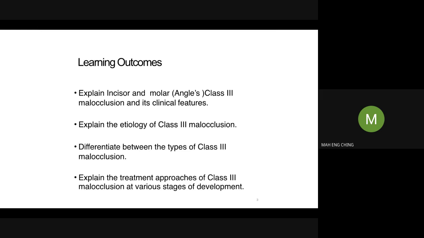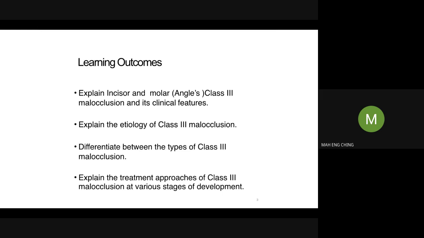So differentiate between the types of class 3 malocclusion. It can be true class 3 malocclusion, or it can be pseudo class 3. So we talk about this pseudo class 3, which means you have the incisor initial contact, then maybe the jaw will slide forward, or the patient has a functional shift or displacement of the lower mandible. This kind of patient, we call pseudo class 3.